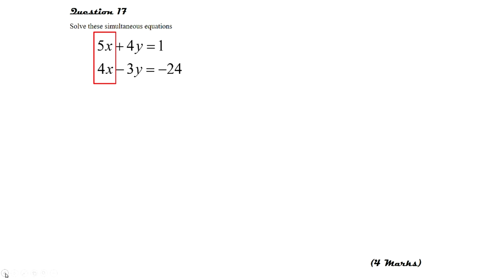Now to get these as matching coefficients, I'm going to need to times the top equation by 4 and the bottom equation by 5. So what I'm going to do is write these out again once I've successfully multiplied them by 4 and 5 respectively. Now the decision I need to make next is a really important one. I need to decide whether I add or subtract these two equations from one another.